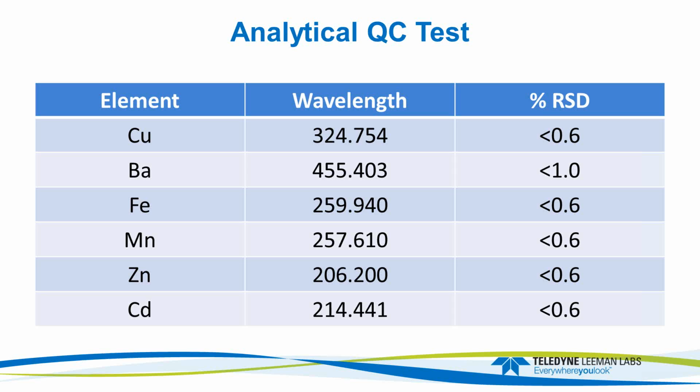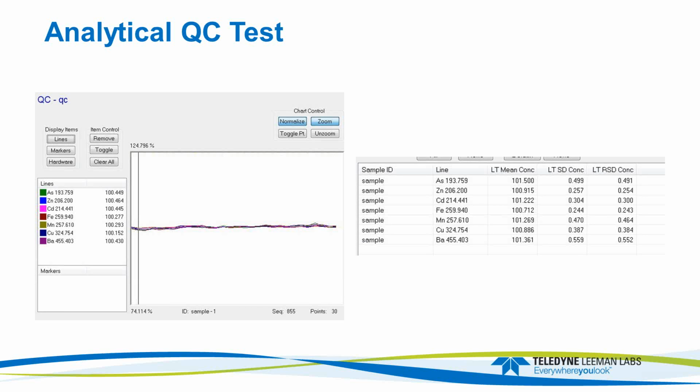Okay. And the results for the test are shown here. We'd like everything to be less than about 0.6% RSD, and the barium 2 line, a little bit noisy line, we like that one to be less than 1% RSD. So we look at results. This is on a different instrument than the other tests, but this is a pretty good test. Shows a nice quality control chart printout.